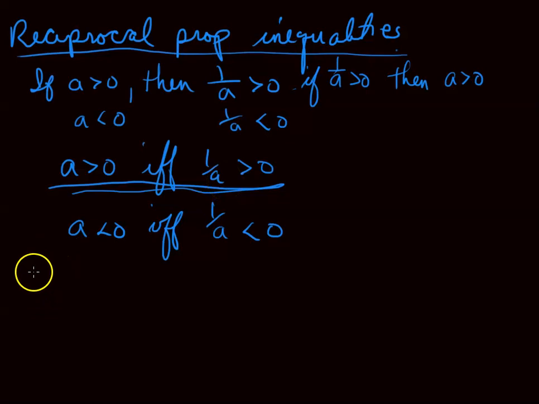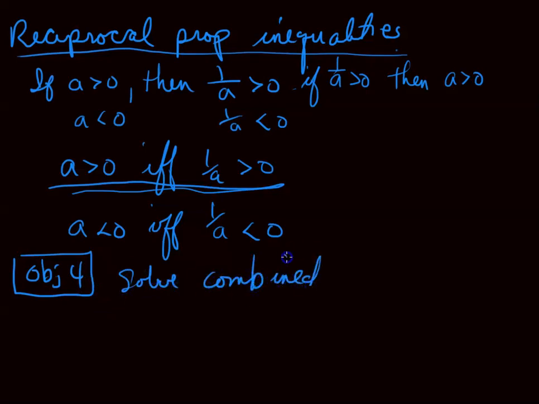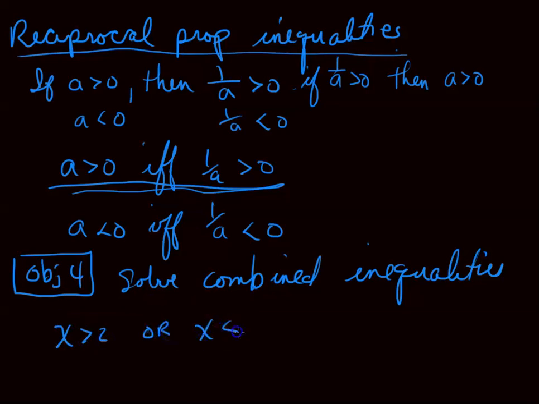What are combined? Well, we need objective 4 here first. Solve combined inequalities. Okay, what is a combined inequality? It's when you use and or or, or have a continuous inequality. In other words, if x is greater than 2 or x is less than a negative 2.